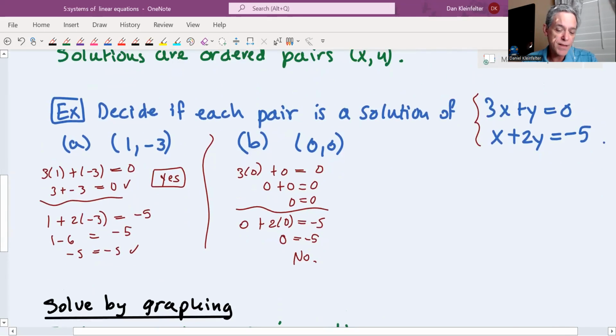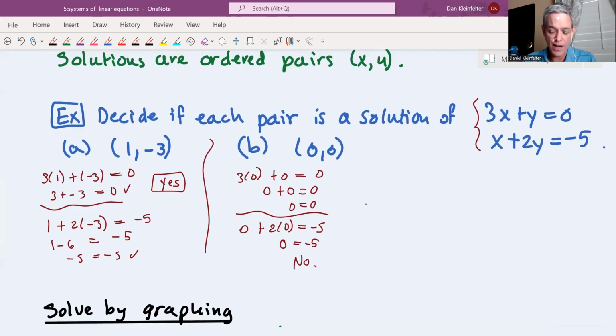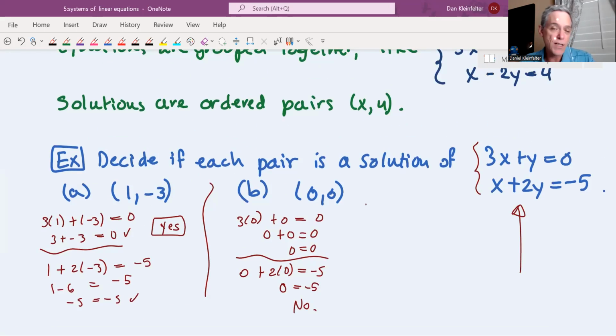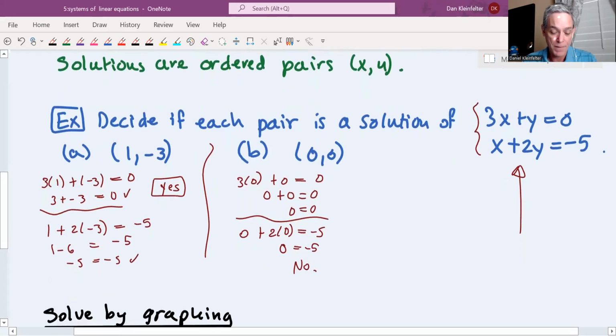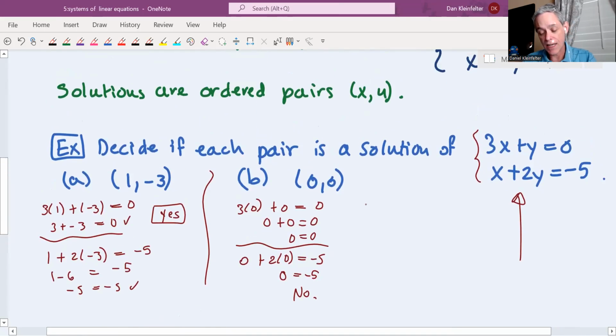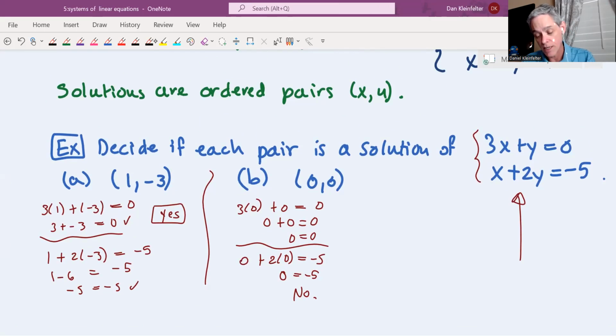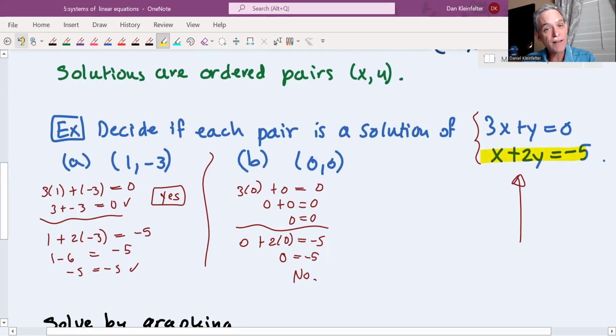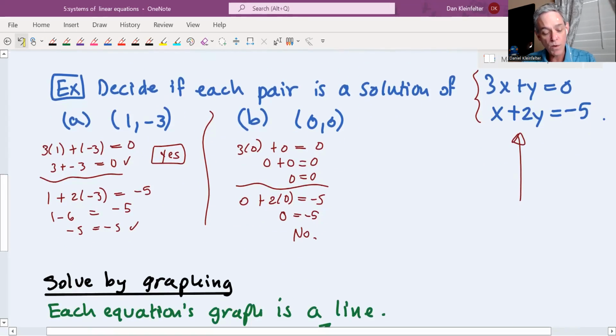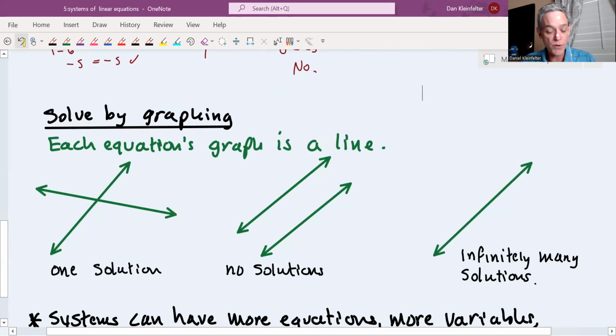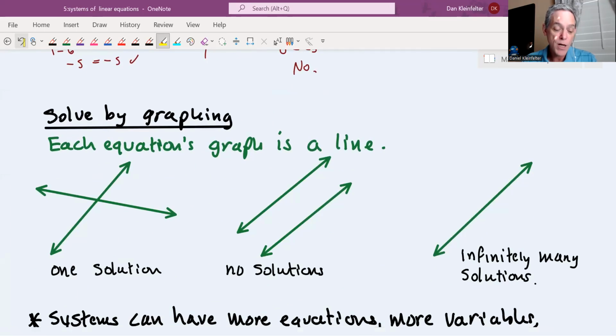Okay, there's a couple of different methods for finding these solutions. If I give you these couple equations, how do you go about finding what xy pair fits them? One method is by graphing. How that works is to recognize that 3x plus y equals 0 is the equation of a line. And then x plus 2y equals -5 is also the equation of a line. If we graph those two, we might be able to see the solution. If you graph the two lines, only one of a couple things can happen. The two lines might intersect in a single point.